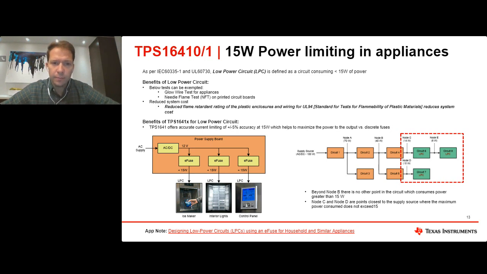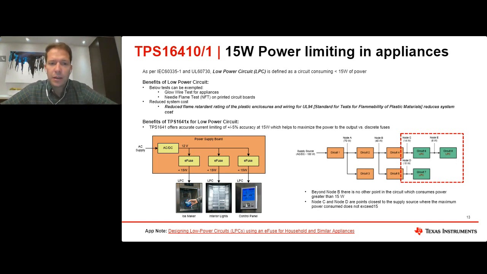So what that really helps to do is forego some tests that are required at a system level. For any circuits that are less than 15 watts, the glow wire test can be exempted, as well as the needle flame test can also be exempted. So that can really help to reduce the number of tests that are needed at the system level when going through certifications. And then the second is reduce system cost.